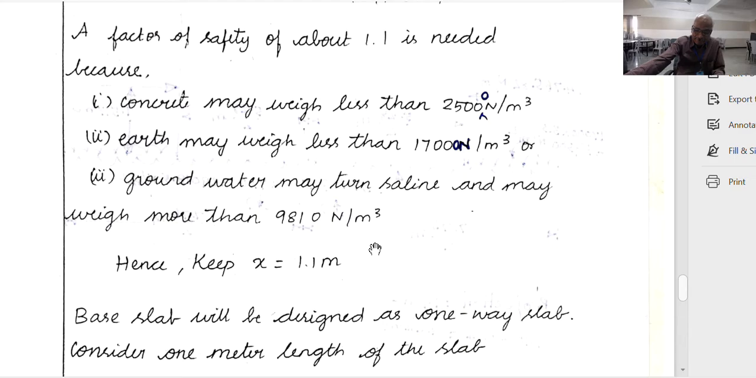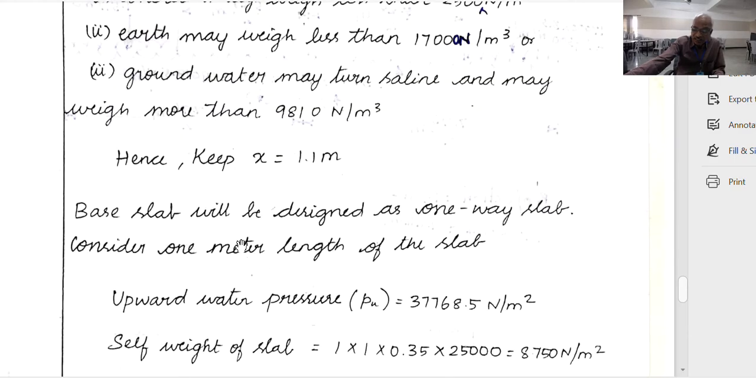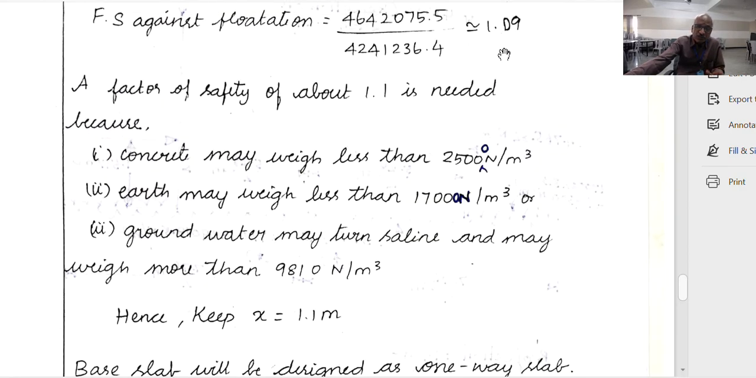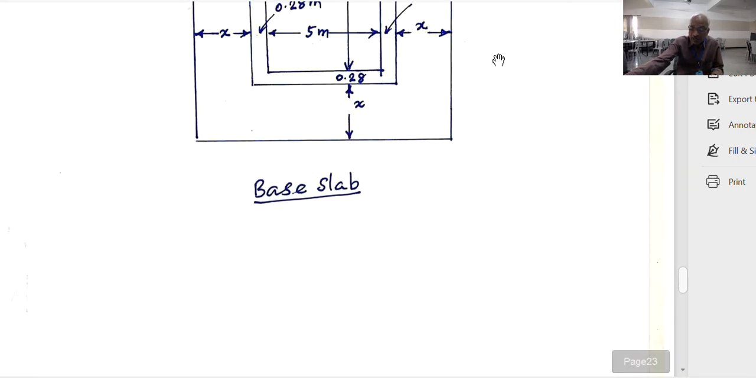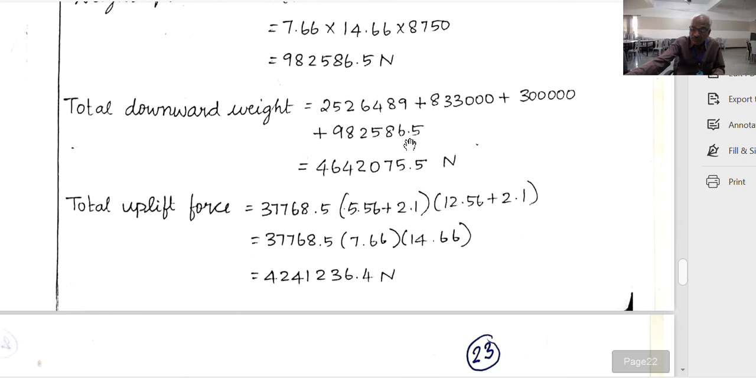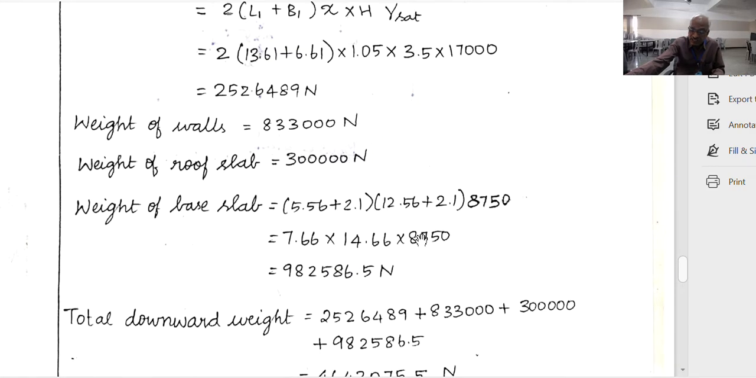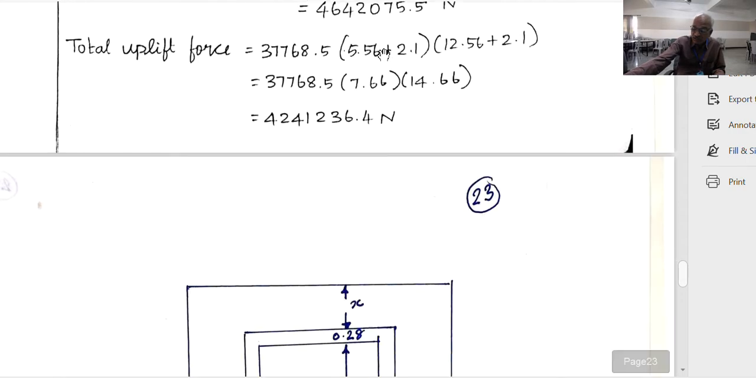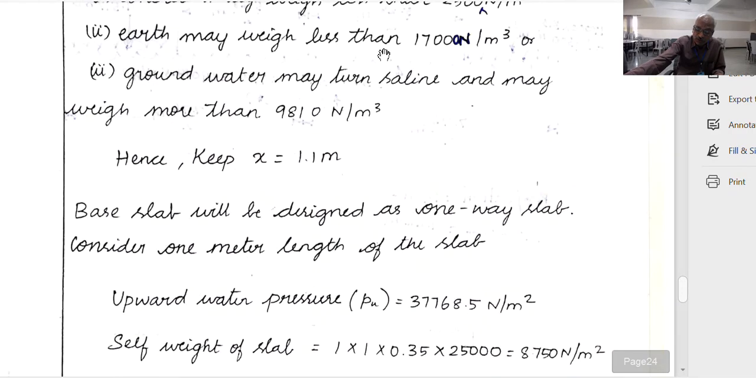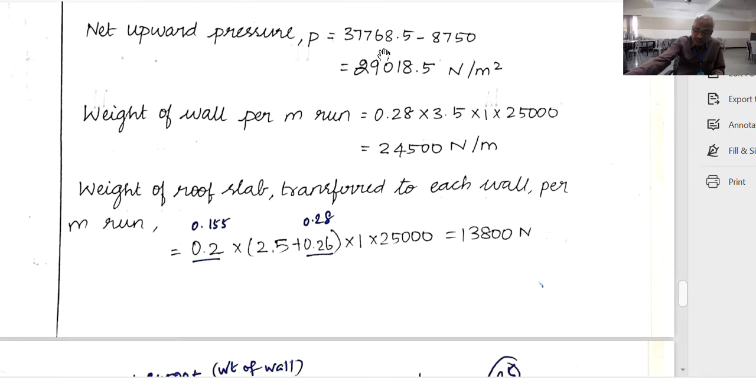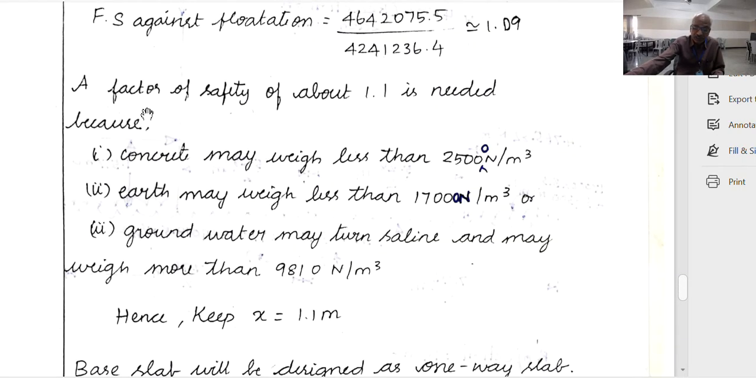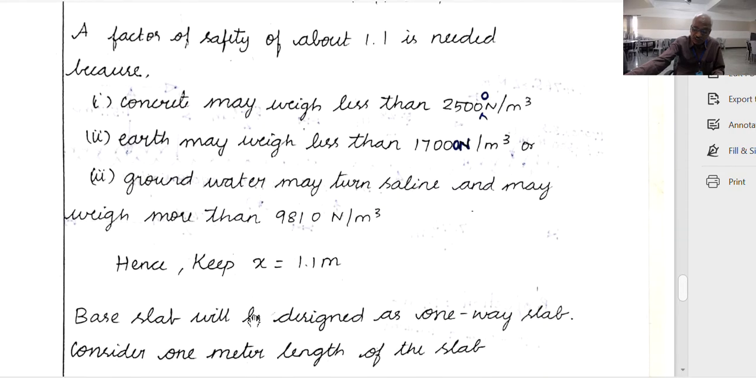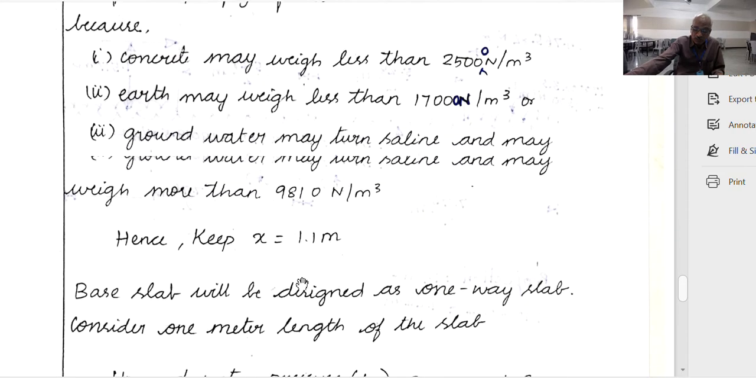Therefore, 1.1 meter will take care of the factor of safety. When you provide a projection of 1.1 meter, because the difference is very small, you want to move from 1.09 to 1.1. Already we have provided a projection of 1.05. Therefore, 1.1 will do. So we need to adjust 0.01. 1.1 meter will do. Therefore, that will decide the size of the projection. The size of the projection is 1.1 meter. Instead of 1.05, we have provided 1.1 meter.